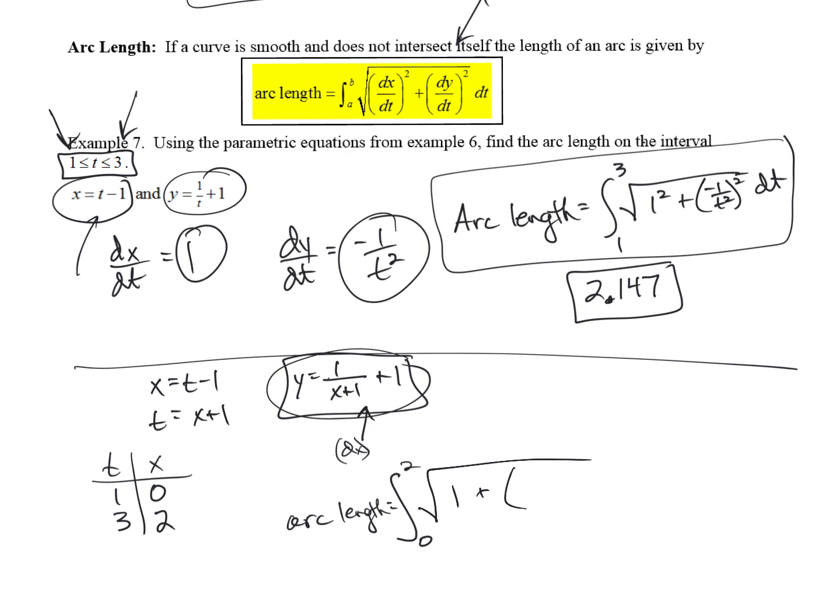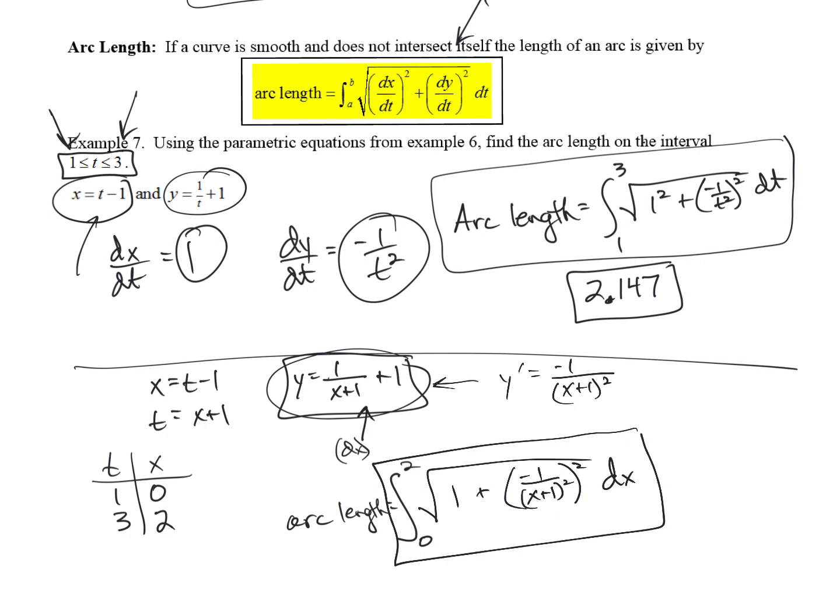And then do the derivative of this guy. If you go through and you do your derivative, it ends up being negative 1 over x plus 1 squared. And we put that in here, and square that, and then do dx. Turns out, when you put this thing into your calculator, you get the exact same thing that you got before doing it using parametric. So this was a lot more work down here.